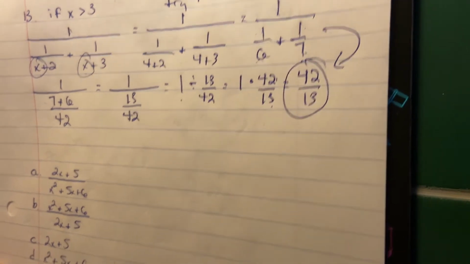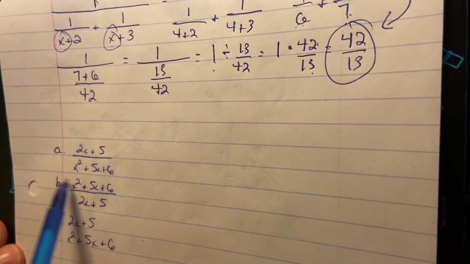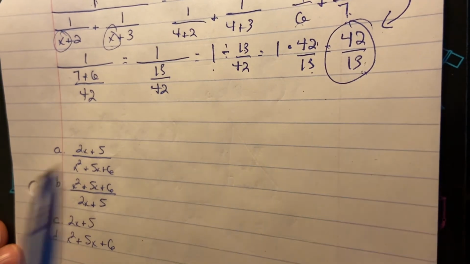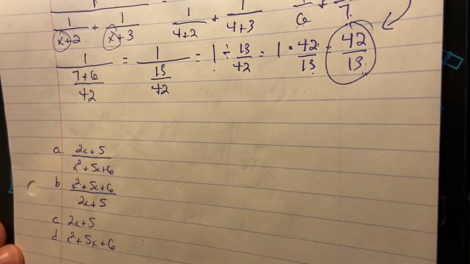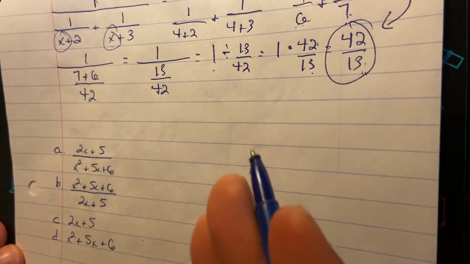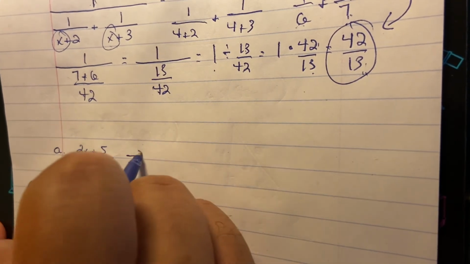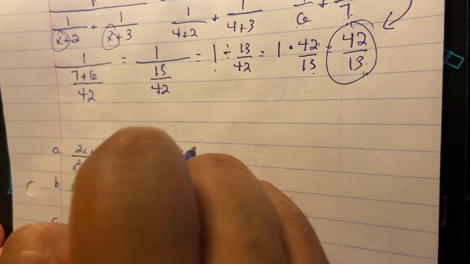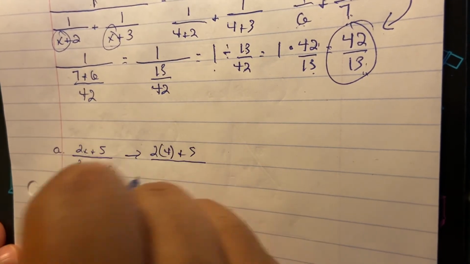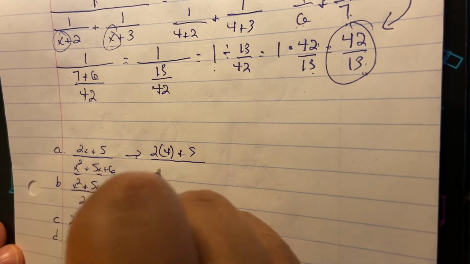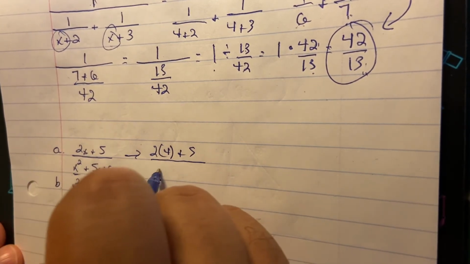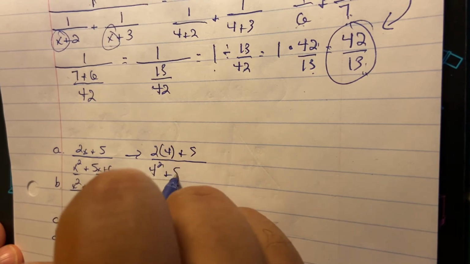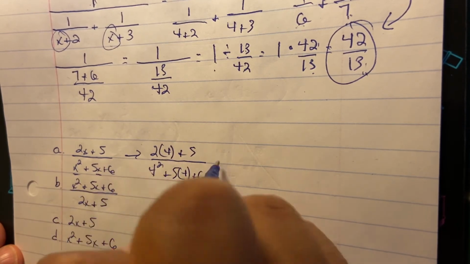Now what I want to do is go to the multiple choice answers and find which one of these will also give me 42 over 13 when I plug in 4, because that's the answer that I'm looking for. So I try A. I plug in 4s. Wherever I see an x, I just look for x's. I got an x here and an x here, and an x right here. I plug in 4s. And I do 4 squared plus 5 times 4 plus 6.